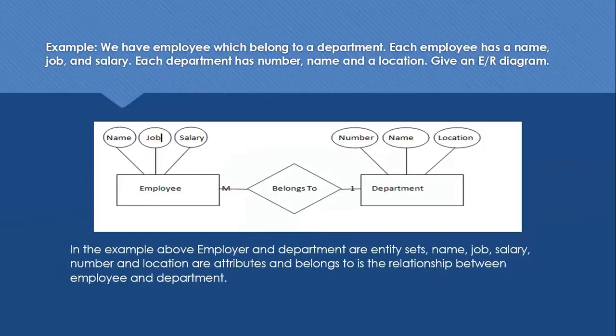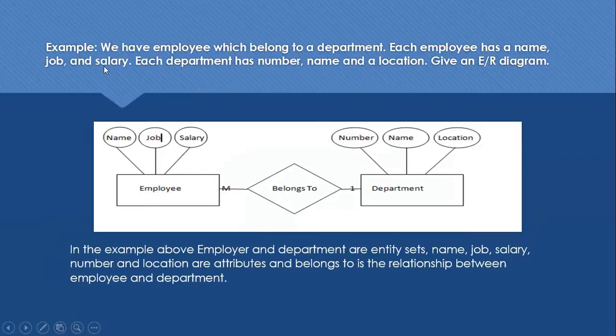What we did over here is that because we know that an employee belongs to a department, we know that the entity sets would be the employee and the department, because these two are the main things that are in the question. Then we move on to attributes. Now we need to look for what the attributes are in this question right here. Attributes in this question would be the name, job, and the salary for the employee, and number, name, and location for the department. Now that we have our entities down, our attributes down, let's move on to relationship.